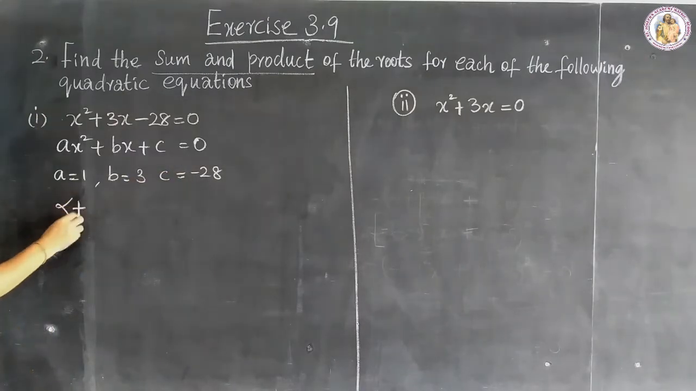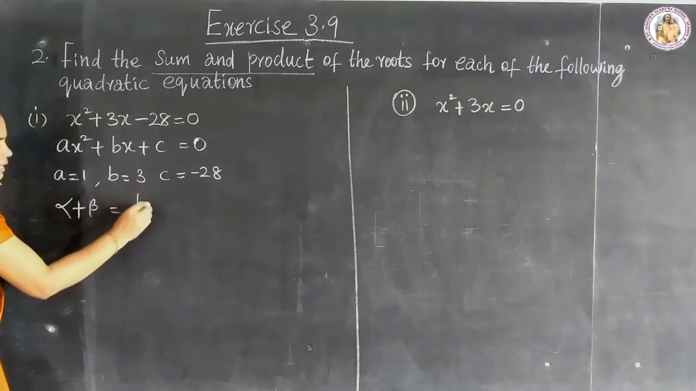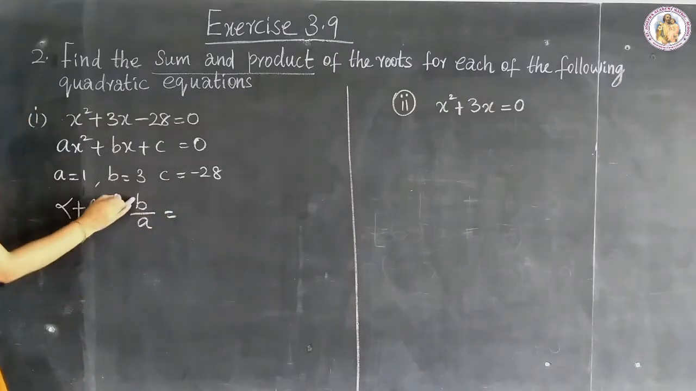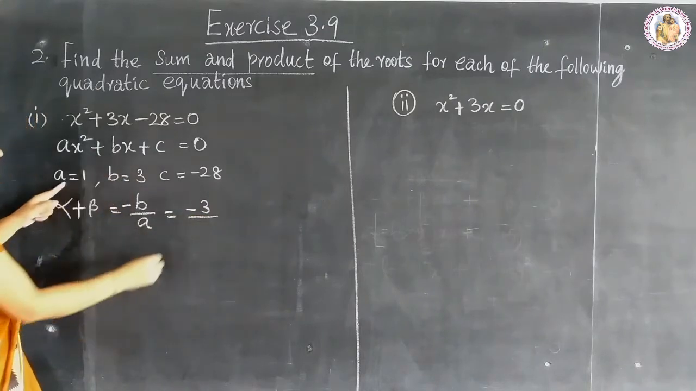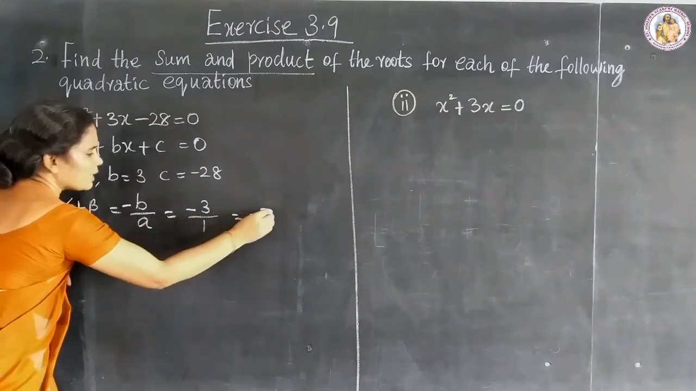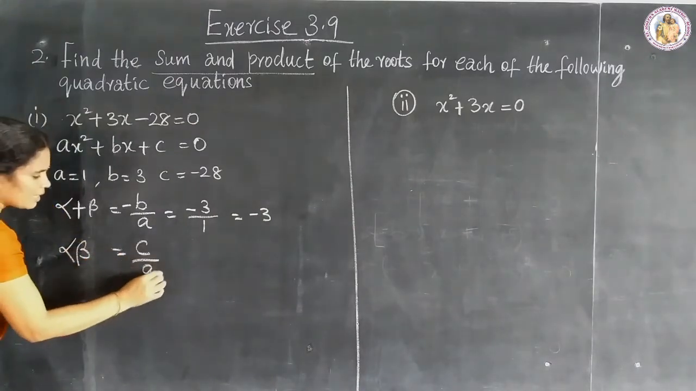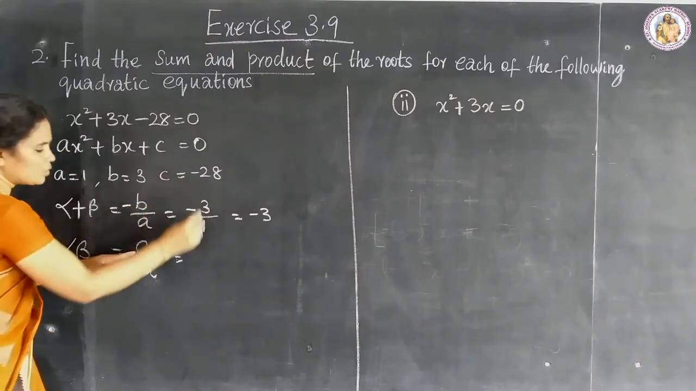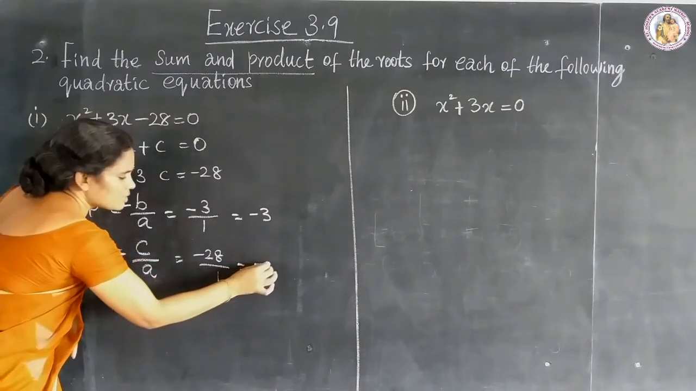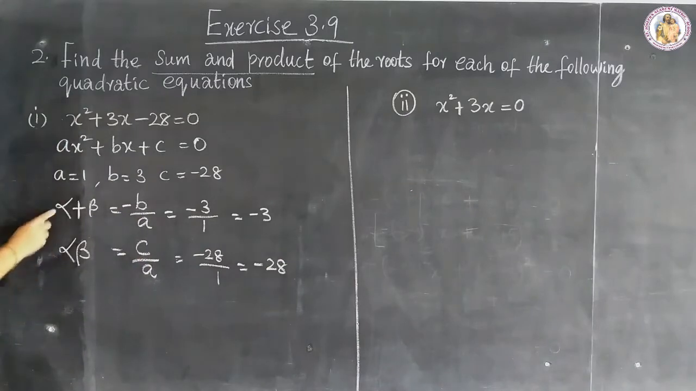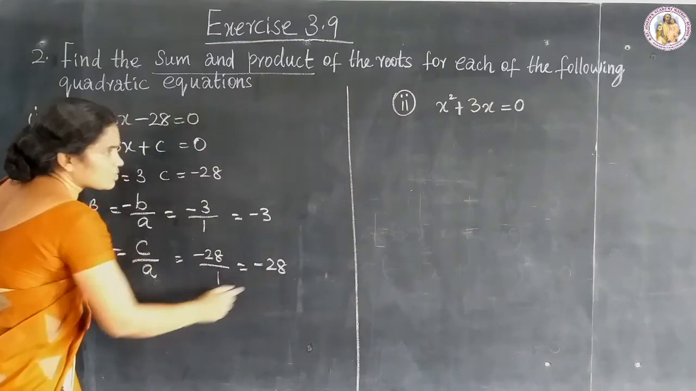Now sum of the roots is equal to alpha plus beta, which is minus b by a. Minus b is minus 3, a is 1. So it is equal to minus 3. And alpha into beta is equal to c by a. C is equal to minus 28, a is equal to 1. So it is minus 28. So alpha plus beta is equal to minus 3 and alpha into beta is equal to minus 28.